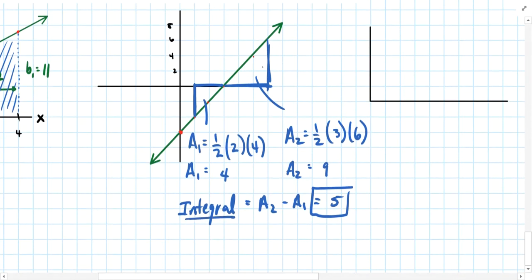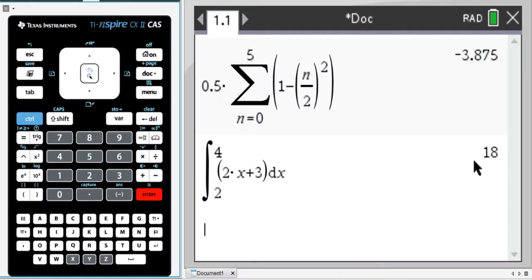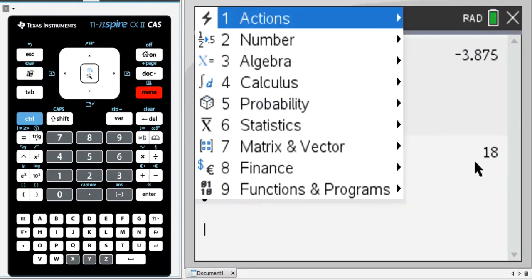So the result of the integral would be the positive area above the x-axis minus the area below the x-axis, and we should end up with an integrated result of 5. We can check with the calculator.